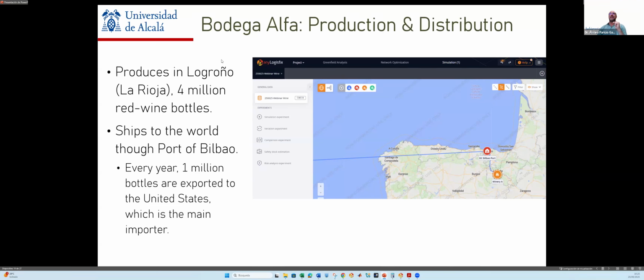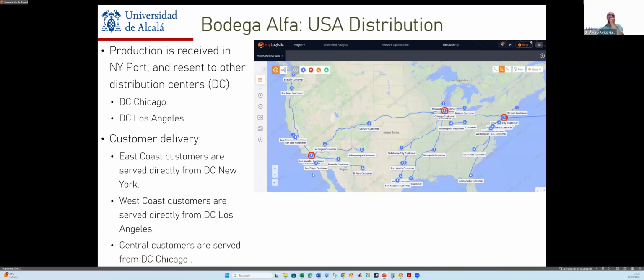We are assuming that the Bodega Alpha is producing 4 million red wine bottles a year, and all the production, the international delivery, is done through the Bilbao port. So it's consistent with the impact that we know now. And 1 million bottles are exported to the States. That is the main importer for their production in this case.